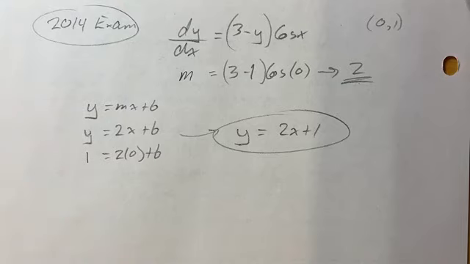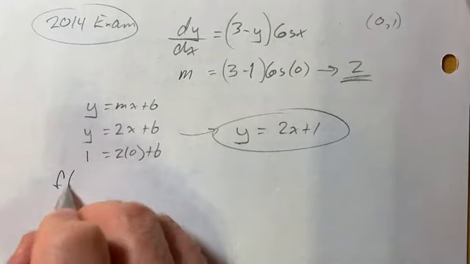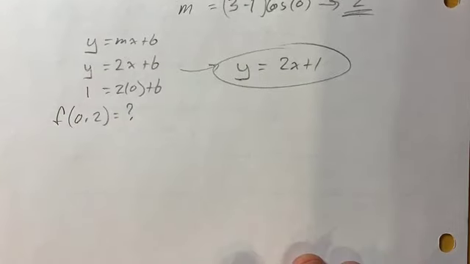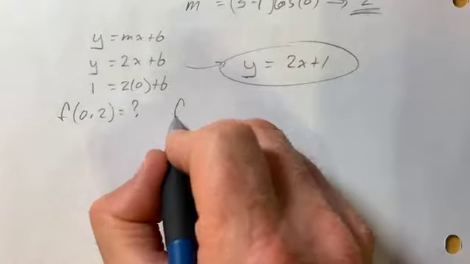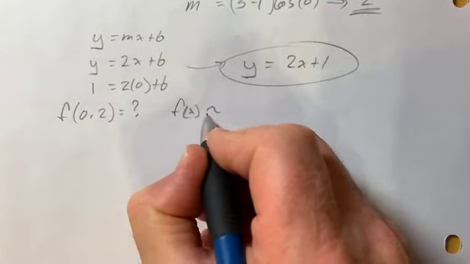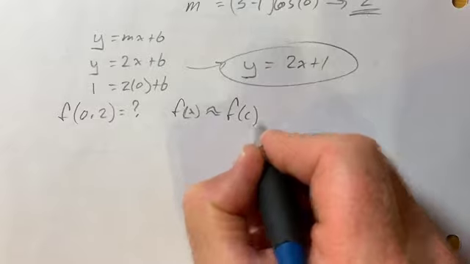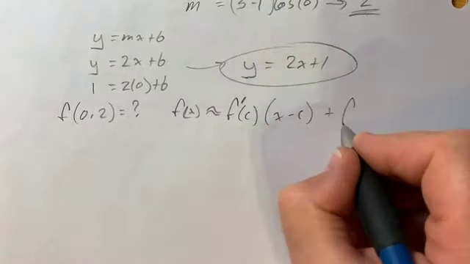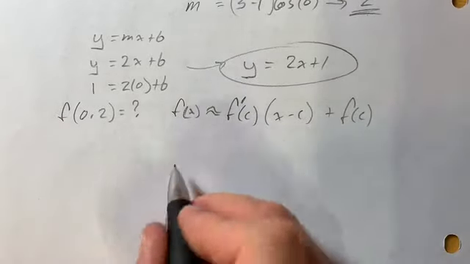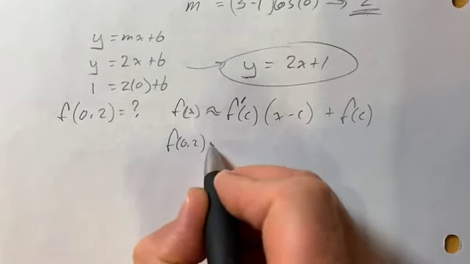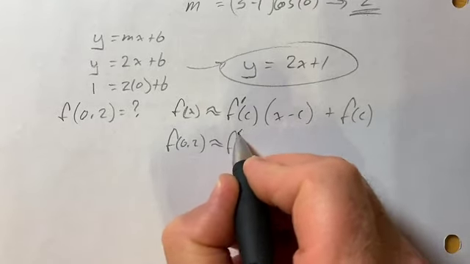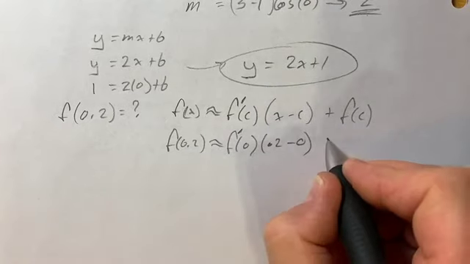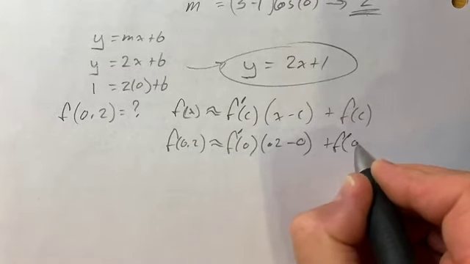So they want us to use that to approximate. What's f of 0.2? I don't know. Remember, this is an approximation. Approximation's a big concept in calculus. So f of x is approximately equal to f prime of c times (x minus c) plus f of c. So f of 0.2 is approximately equal to f prime of 0 times (0.2 minus 0) plus f of 0.